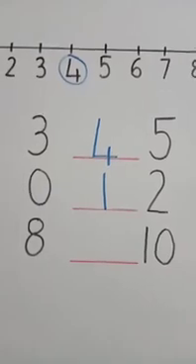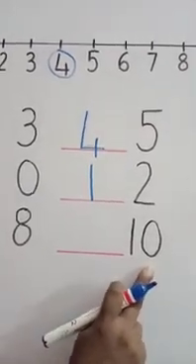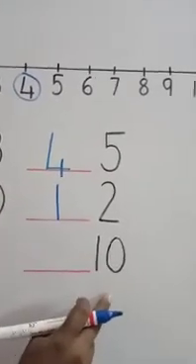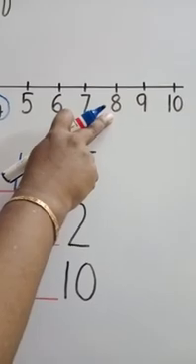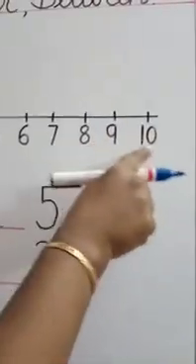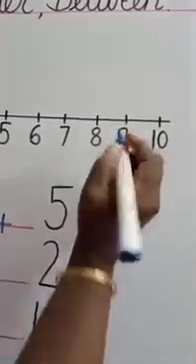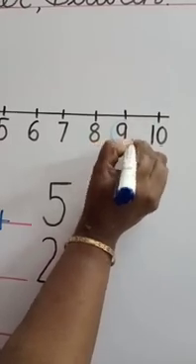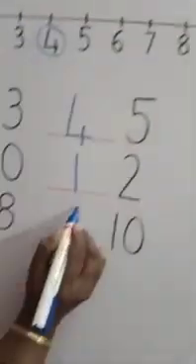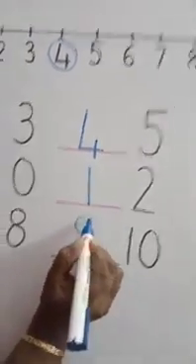And the last set of numbers is 8 and this is number 10. Once again, let's look out for these 2 numbers on the number line. Here, there is 8 and there is 10. Who comes between these 2? There's someone here. This is number 9. So I'm going to write number 9 between 8 and 10.